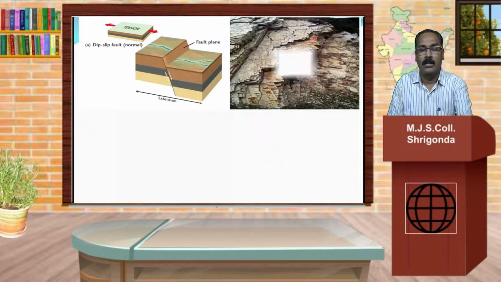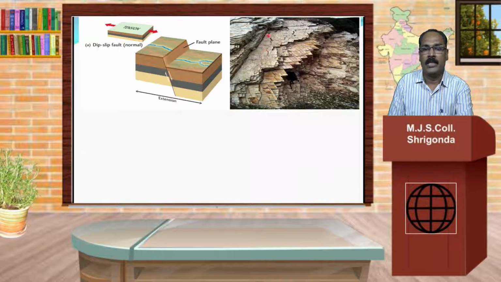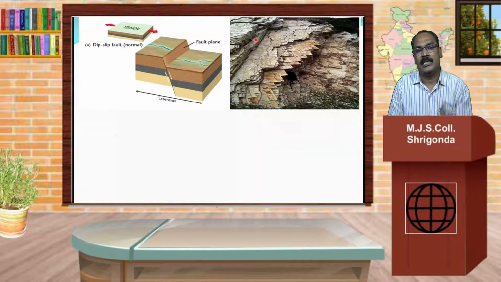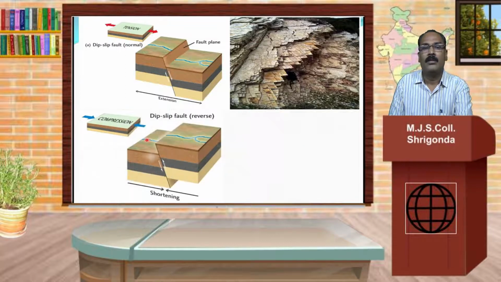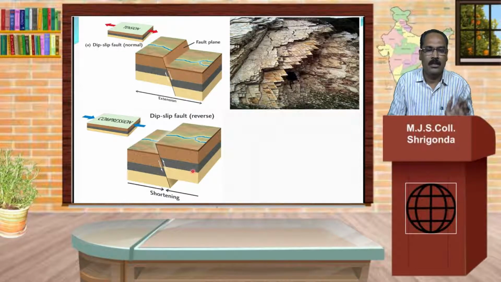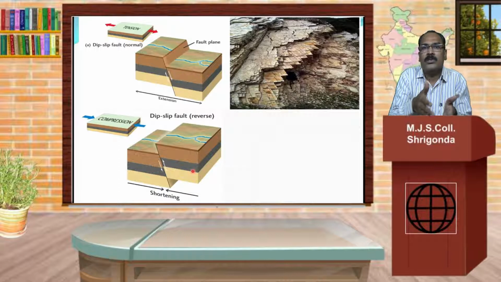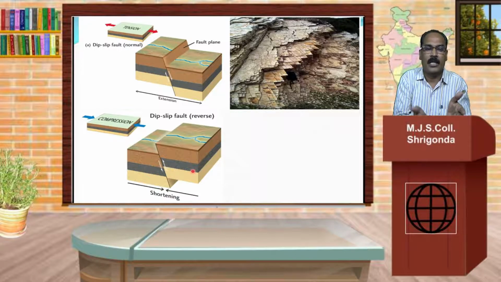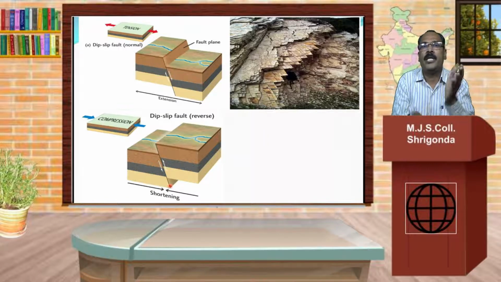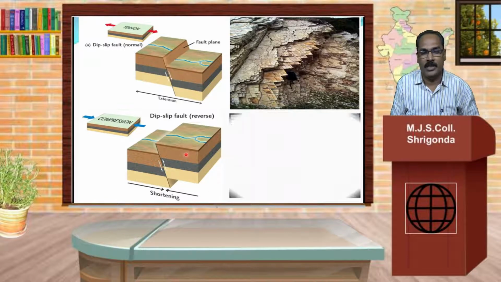Okay, like this. This is the tension. Some parts are below, underground, and some are rising. And the compression. Compression is when both the sides come together and one is uplifted, with movements in the downward direction and in the upward direction.